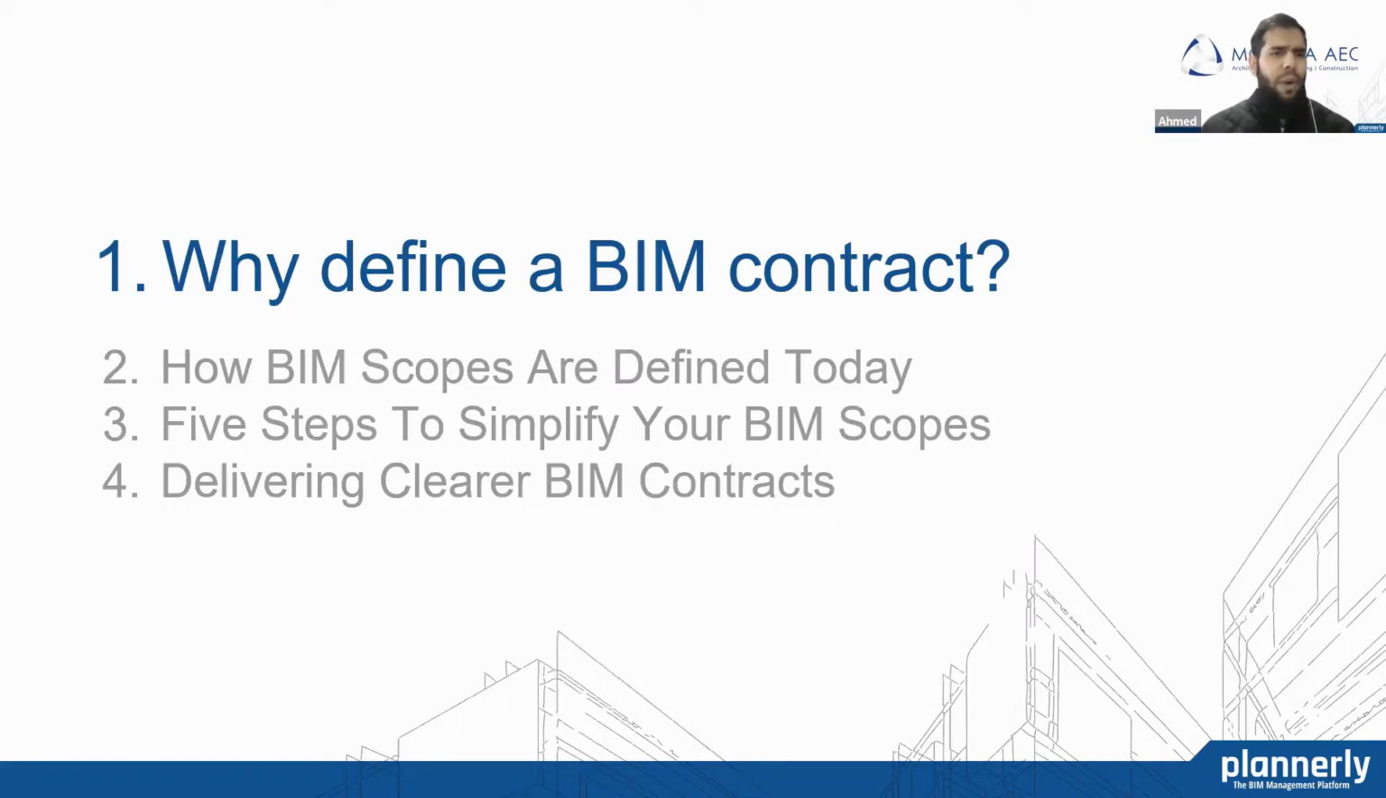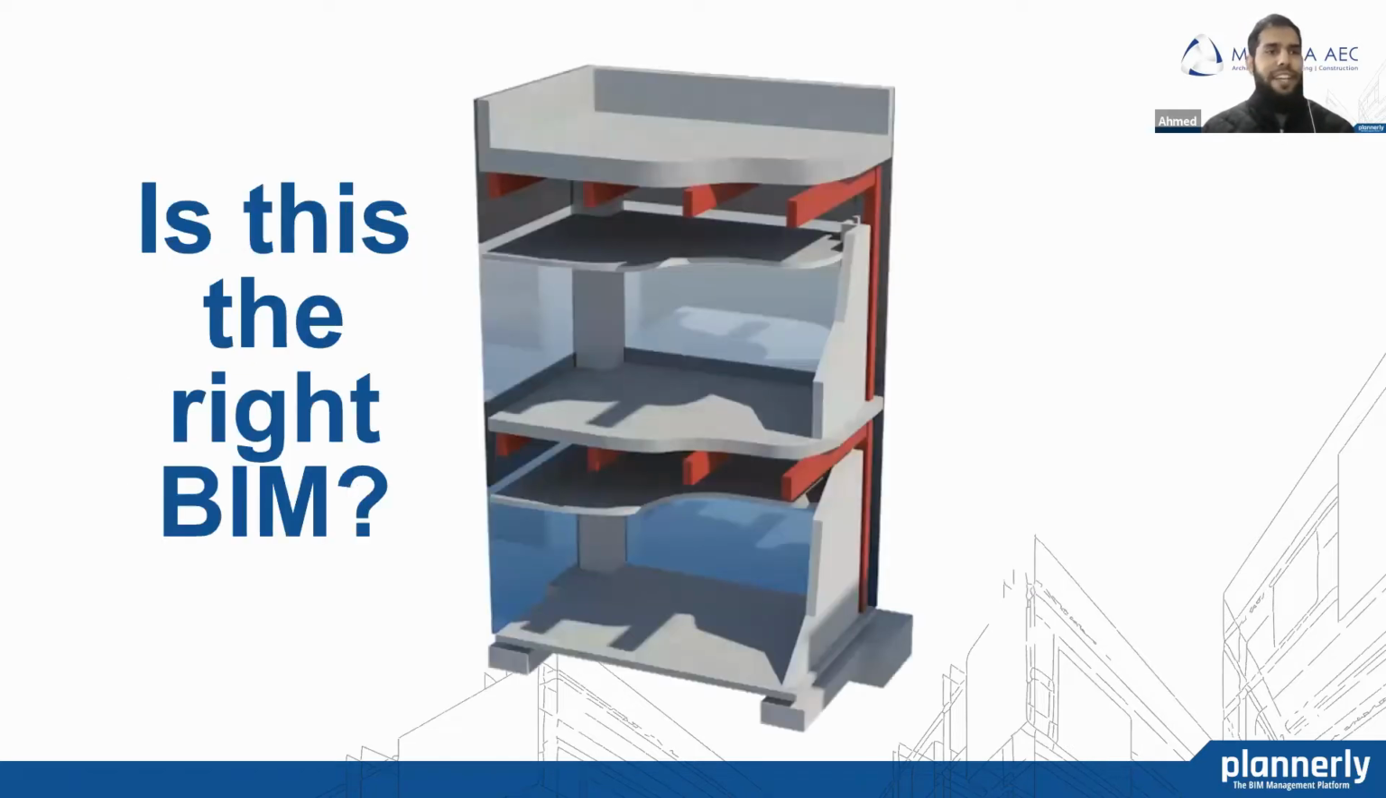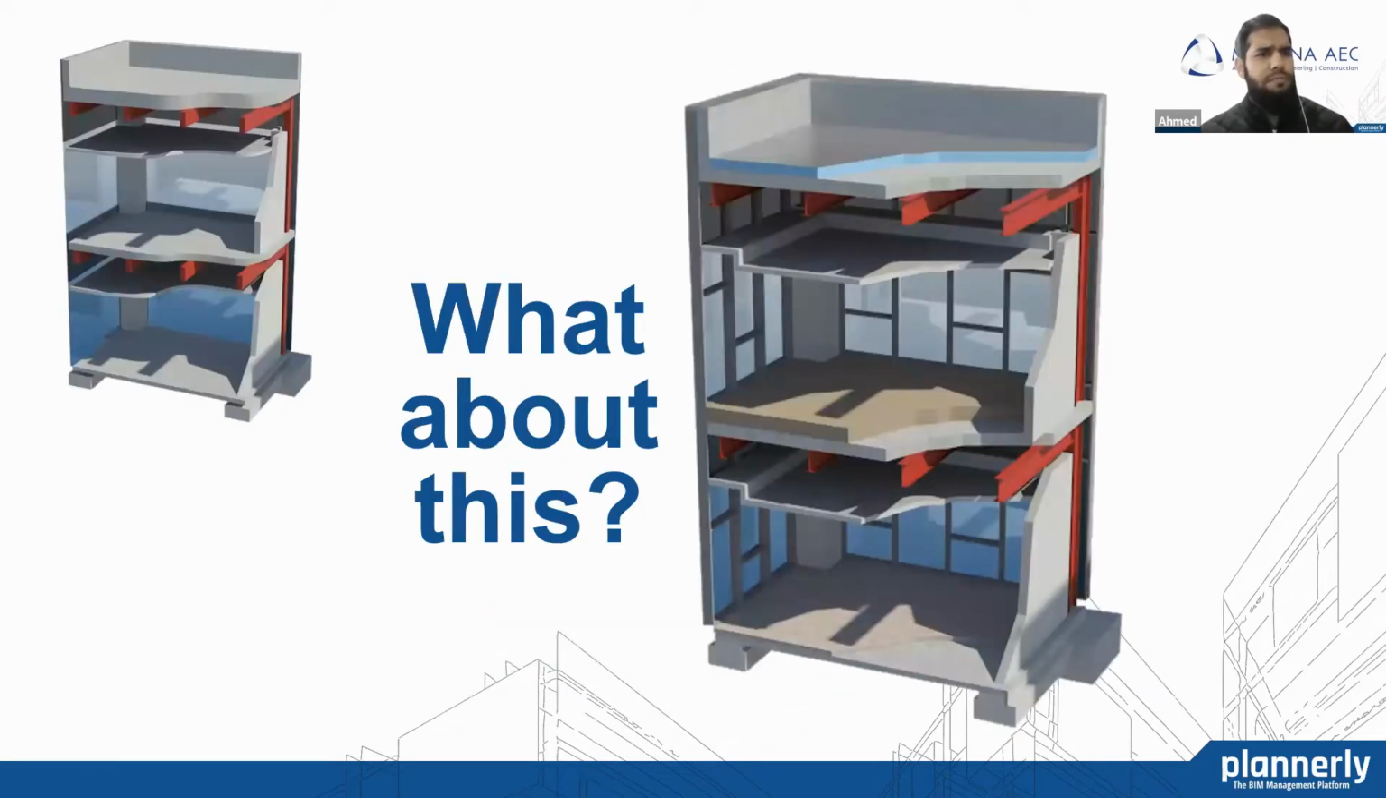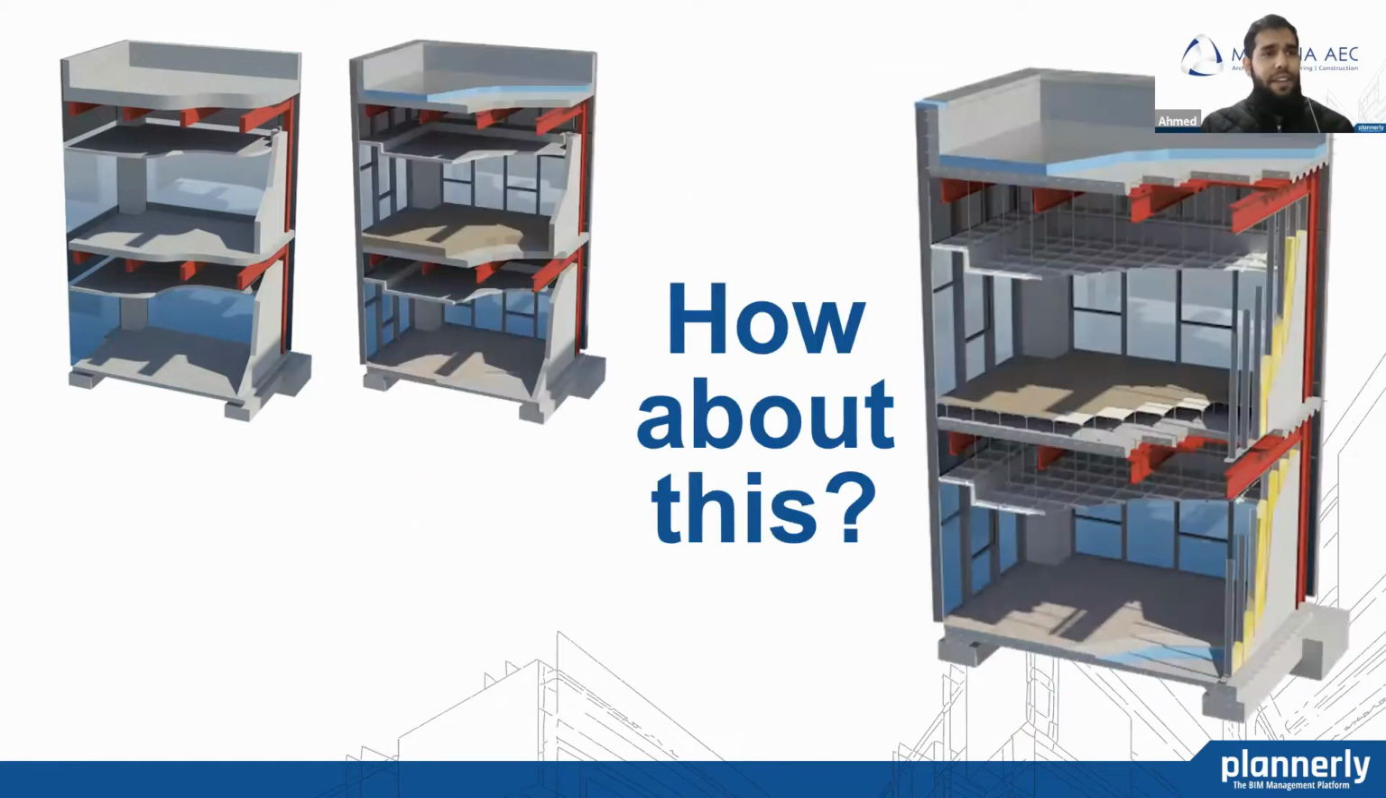So firstly, why should we define a BIM contract? Well, is this the BIM you asked for? Well, fairly okay. There's walls and floors and ceilings and some beams in there. What about this? There's some glazing in there and there's some sort of layering on the floors, slightly more defined structural framing in there. And how about this? Much more detailing and finishes. So which is the BIM you need? There are 3 different levels of BIM, different amounts of detail, elements, data, etc.